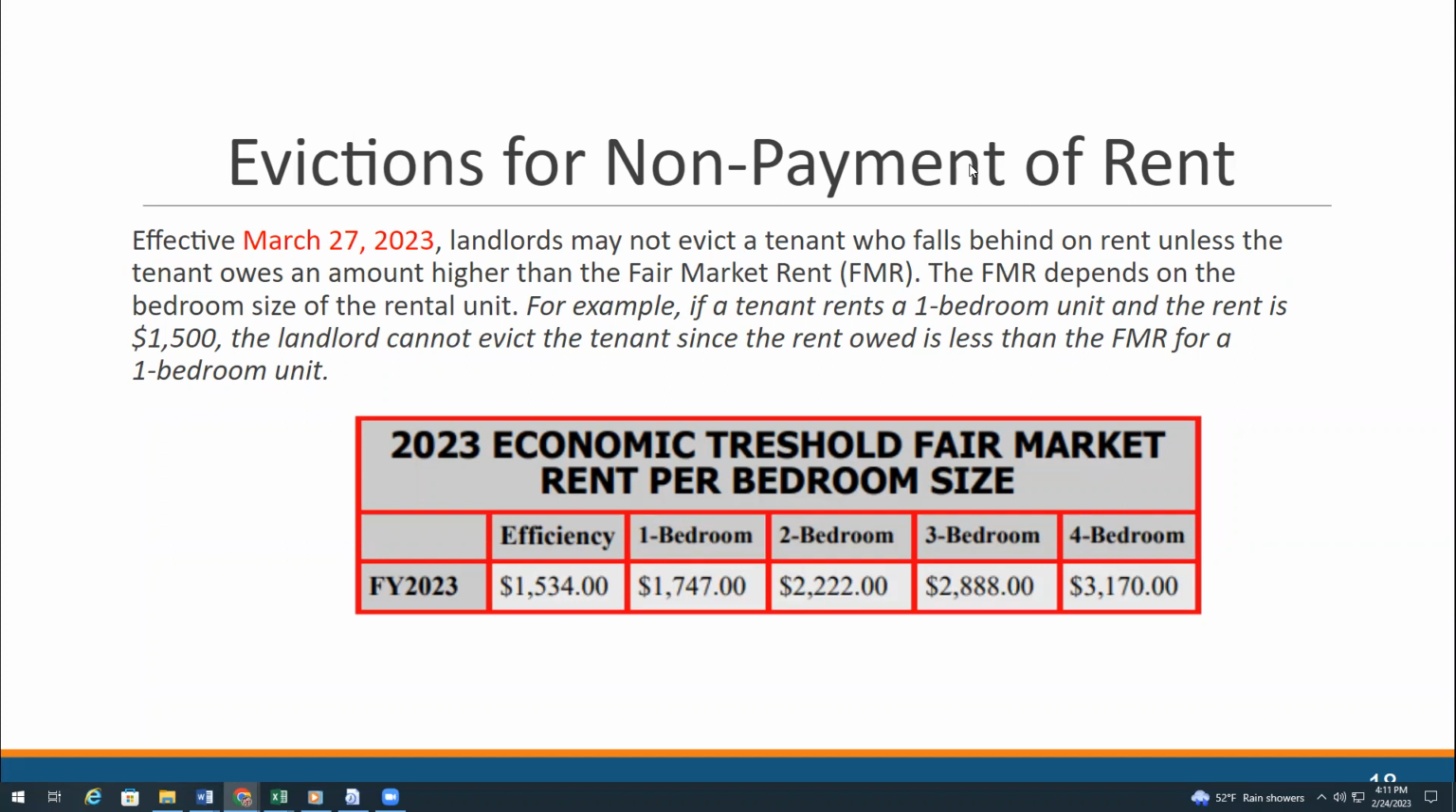So in this grid, the fair market rent for a 1-bedroom is $1,747. But since the rent owed is $1,500, then it doesn't meet that threshold, and the landlord is barred from moving forward with evicting the tenant.